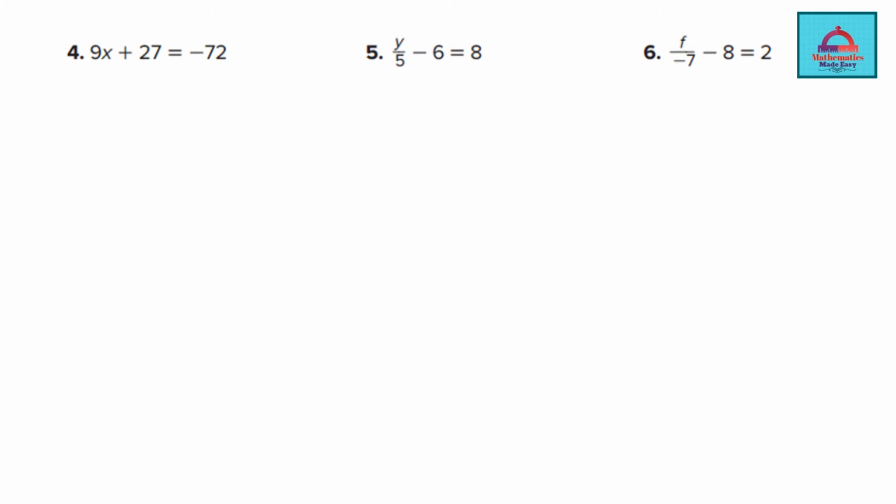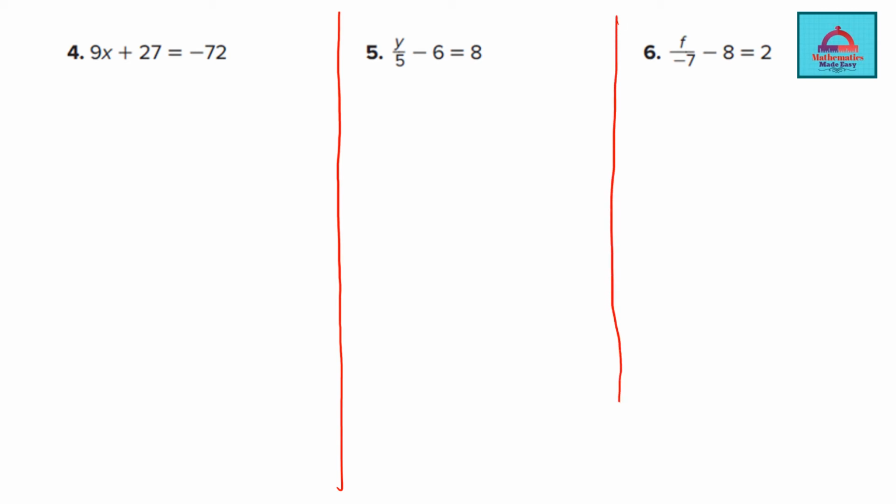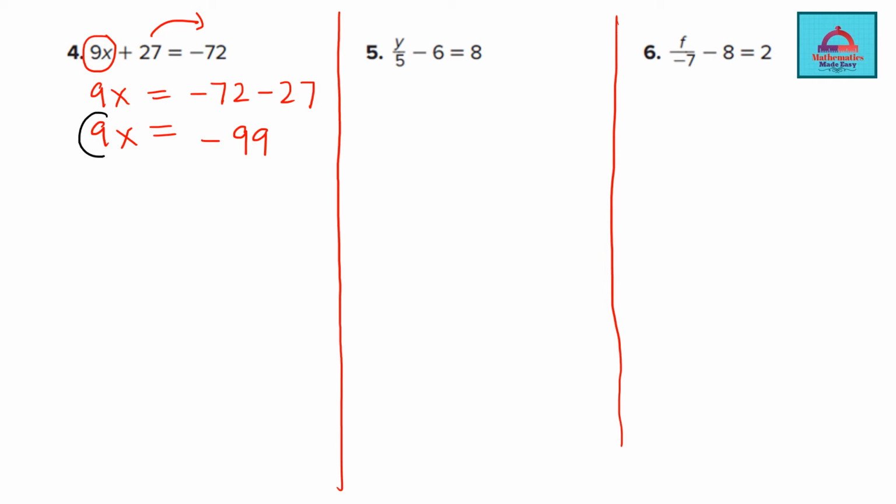Let's solve three more questions. Here again, we have to find the value of the variable by isolating and using the property. So first question, you have to find x. So I will isolate this, move 27 to the other side. So this becomes minus 72 minus 27, which is 9x. So this is equal to minus 99. 9x is equal to minus 99. Now the coefficient of x is 9. So I divide both sides by 9 and x equal to minus 11.